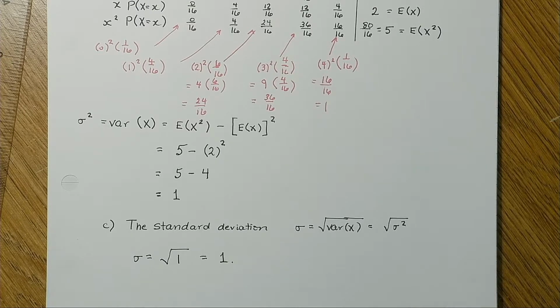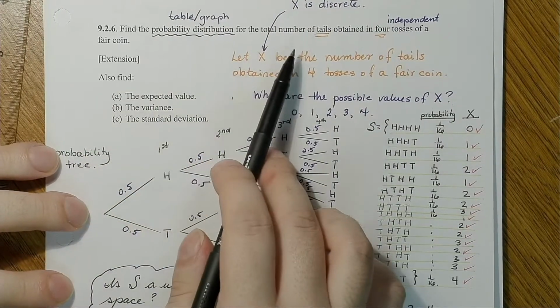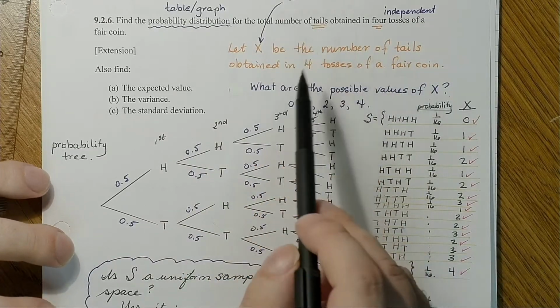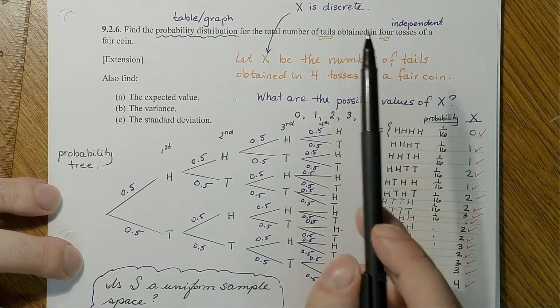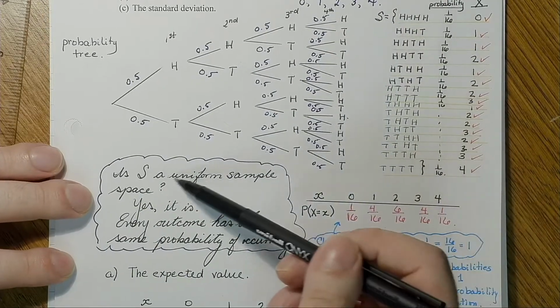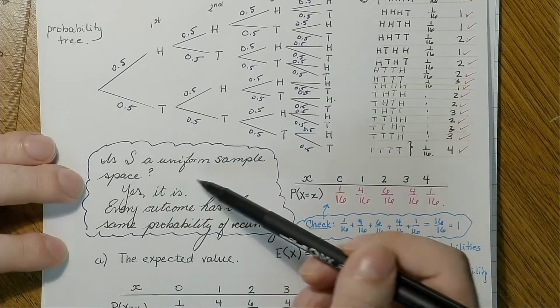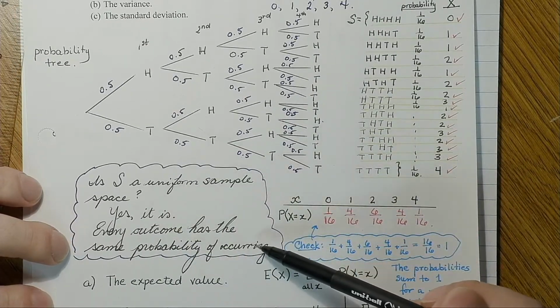So we're done that question. But as you could see, we did a lot of concepts within that single question, and of course we extended it. We tested the idea of what a random variable was. I was able to ask you if it was discrete or continuous. We were able to ask whether the outcomes for this sample space form a uniform sample space. And because the probabilities were all the same, yes, it is a uniform sample space.